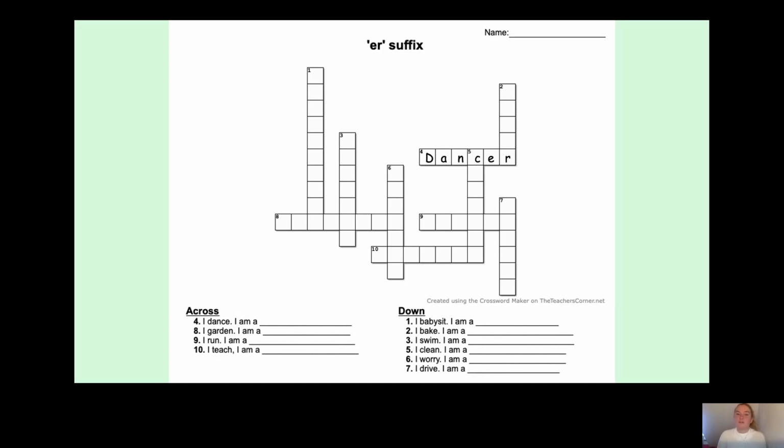Now, you've got to make sure you get all of these right, or they won't fit into the crossword, okay? So take your time on this. Remember the rules. If it ends in a Y, change the Y to an I before adding the suffix er. If it ends in an E, you drop the E and add the suffix er. If it ends in a consonant and a single vowel sound, then you have to double the consonant. But if it doesn't follow any of these rules, then you just add the suffix er, okay? So see if you can fill out the crossword.